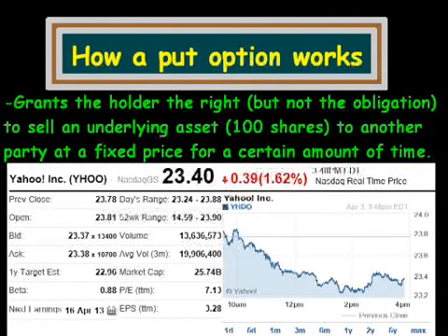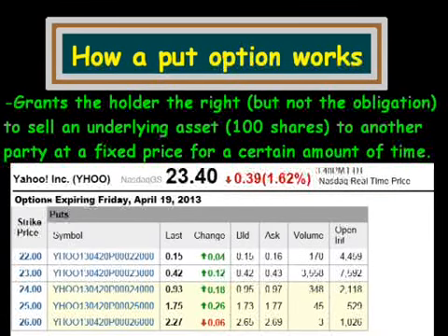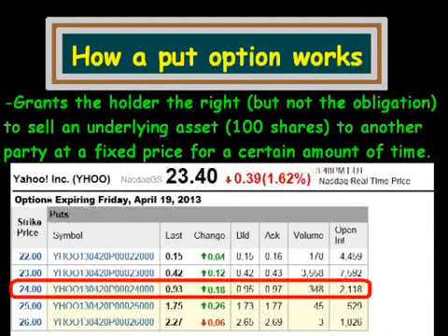I have Yahoo stock below, and I'm going to use that as an example. We're going to take a look at options expiring on Friday, April 19th of 2013. This was made in early April. And we're going to take a look at the options with a strike price of 24, and these are put options here.